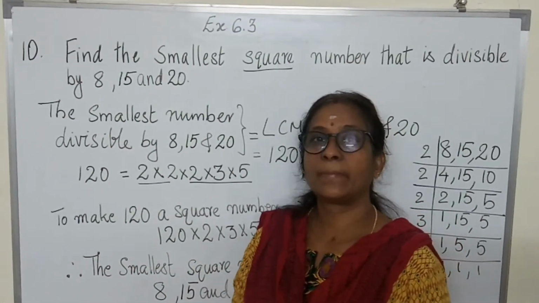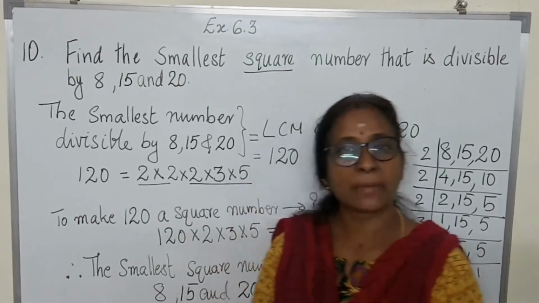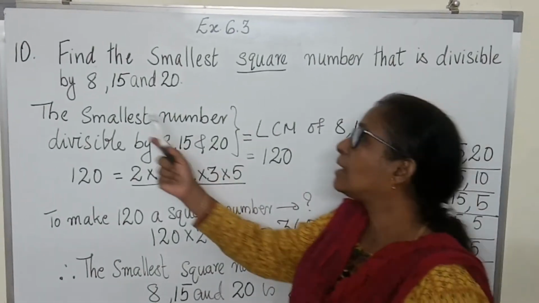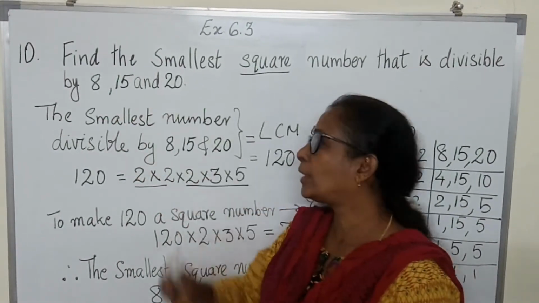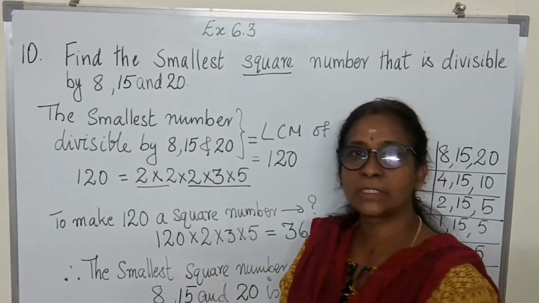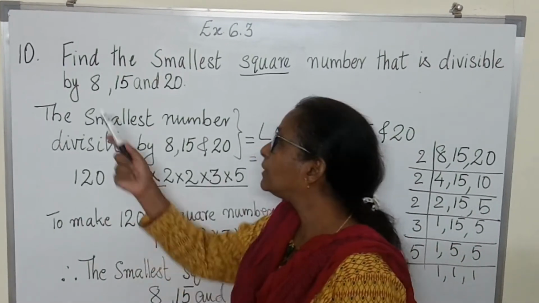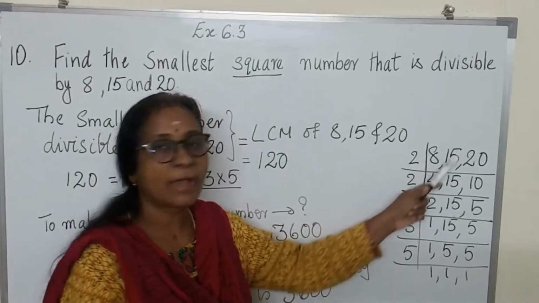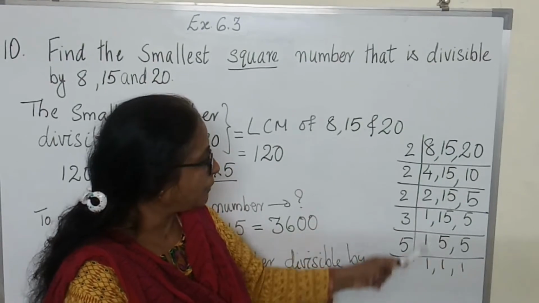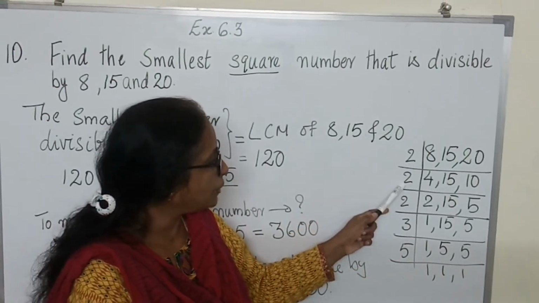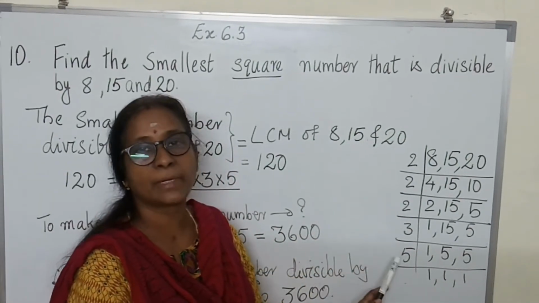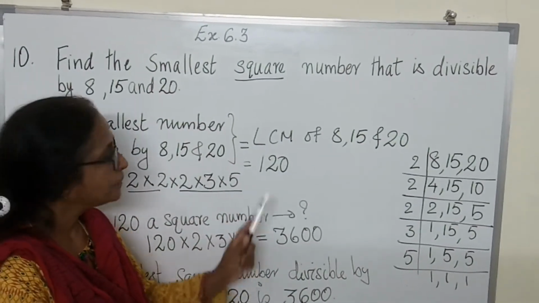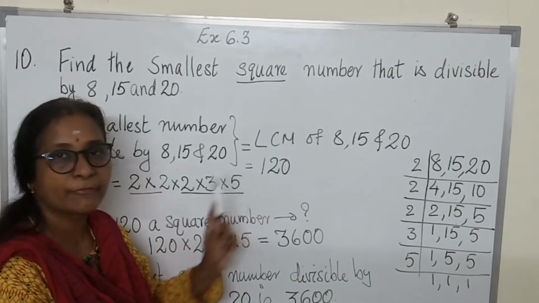Now question number 10. It is the same as question number 9. Find the smallest square number that is divisible by 8, 15 and 20. So what do we have to do first? First find the LCM of these three numbers. Find the prime factors and then divide. We get 2 multiplied by 2 multiplied by 2 multiplied by 3 multiplied by 5, which is equal to 120.